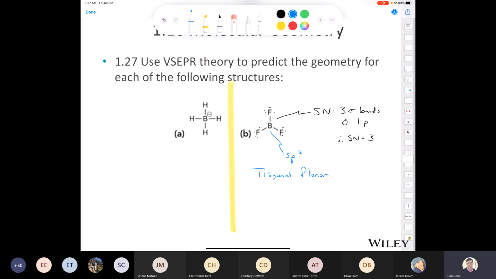All right, well, with that in mind, let's take a look at the other one, A. Could anybody tell me what the steric number of the boron here is? Again, not a trick question.